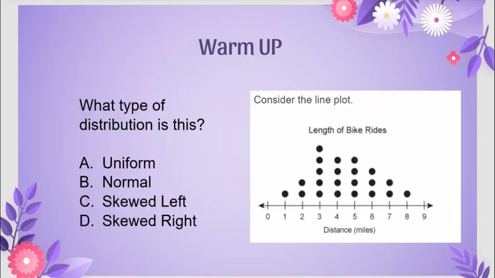Let's do a warm-up. What type of distribution is this? Is it A, uniform distribution, B, a normal distribution, C, is it skewed left, or D, is it skewed right? So go ahead and answer this question.